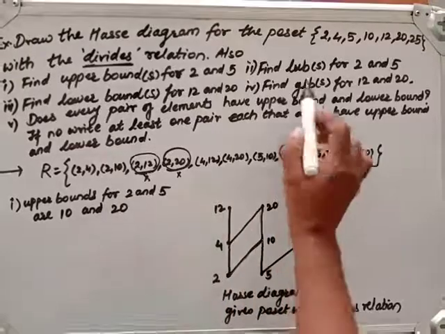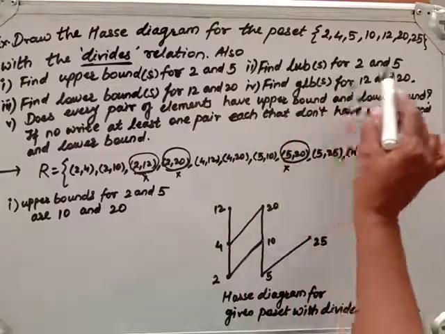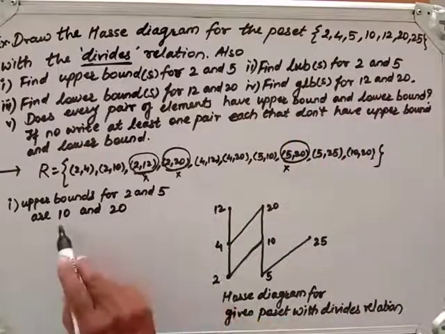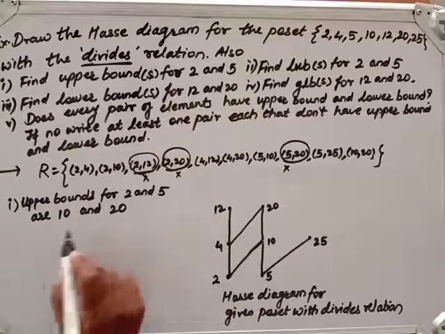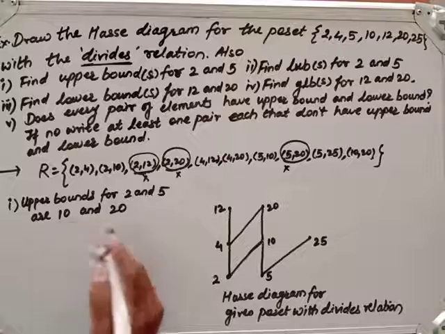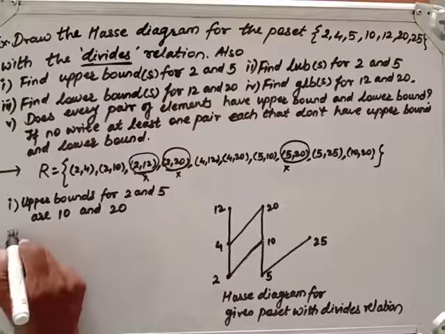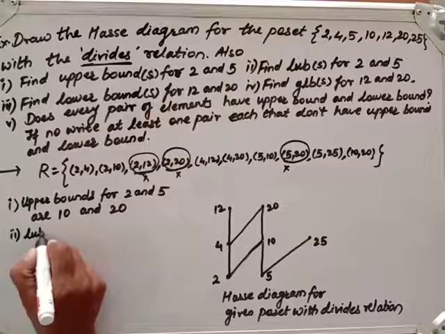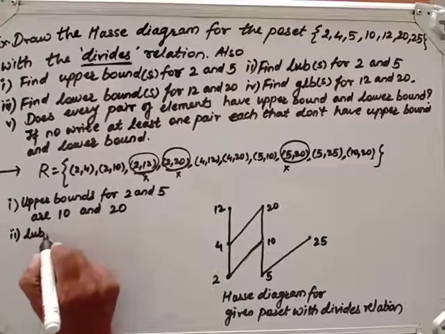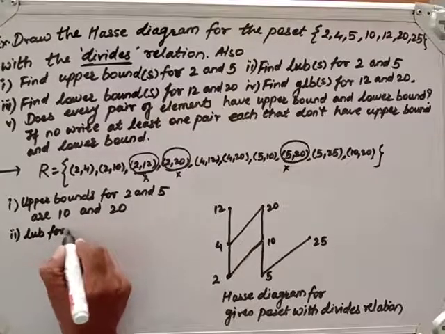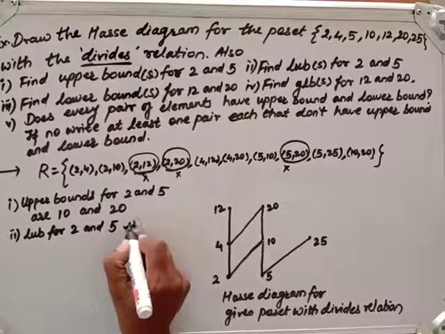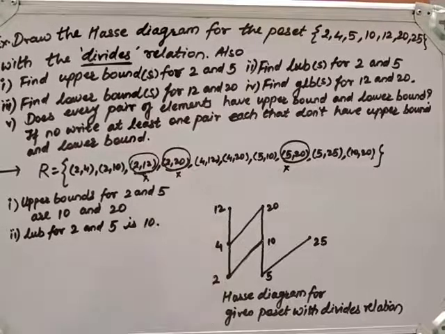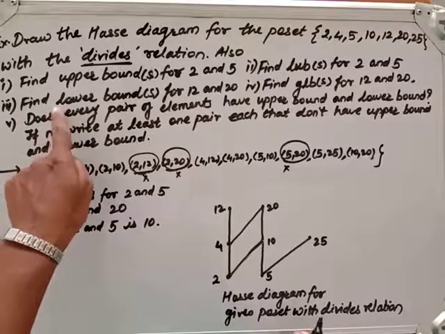Now what is the second question? The least upper bound for 2 and 5. Now these are the upper bounds of 2 and 5. Now which is the least among them? 10. So I can say here, second thing, the least upper bound for 2 and 5 is 10.